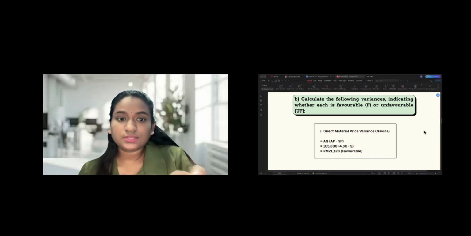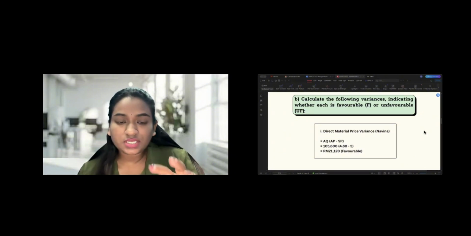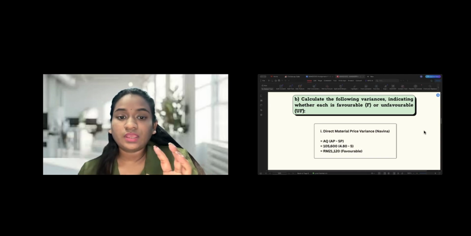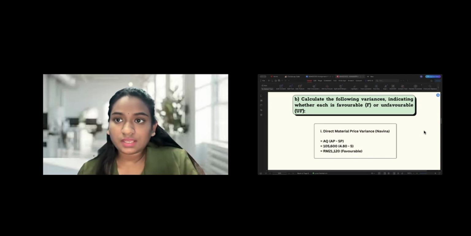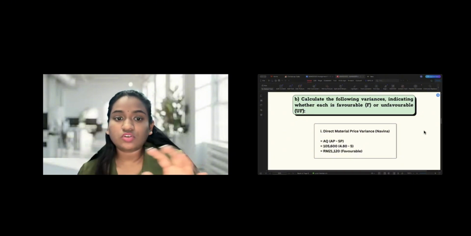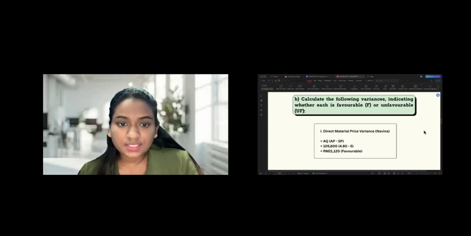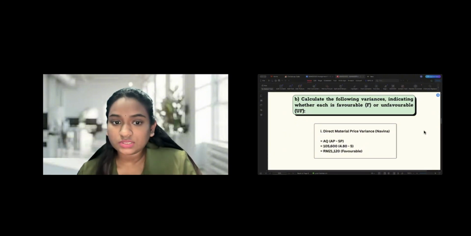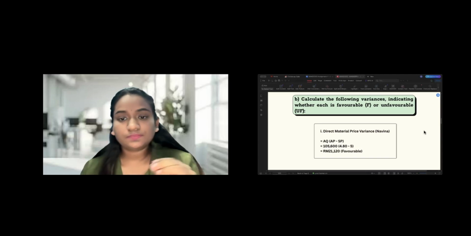To calculate, the actual quantity is 105,600 in bracket actual price, which is 4 ringgit 80 cent, minus standard price, which is 5 ringgit. The total amount for the direct material price variance is RM 21,120, and this one is favorable.